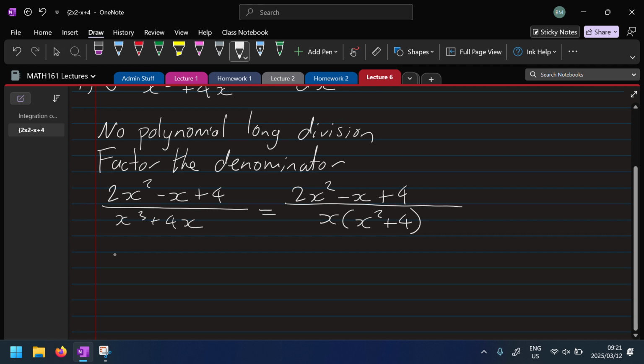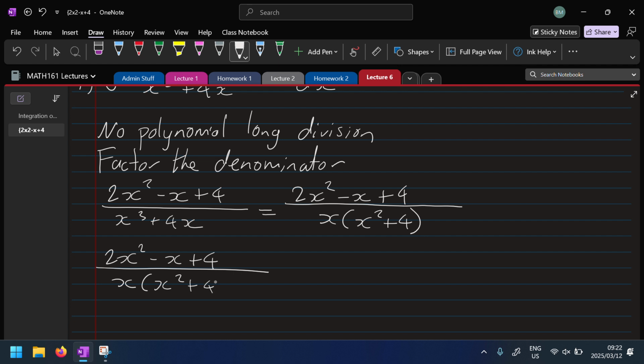So I'm going to write this again. So we're going to have (2x squared minus x plus 4) over (x squared plus 4) is equal to, the first one was case 1, so it's going to be some number a over x. The second term was case 3, so it's going to be some linear term bx plus c over x squared plus 4. A, b, and c, we don't know what they are. We need to figure that out.